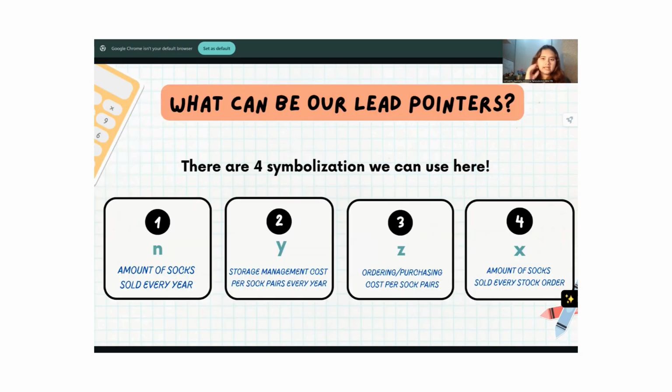There are some symbols that we can gather from the case itself. Here are the 4 symbols that we can use. First is N, which means the amount of socks that would be sold every year. Second is Y, which means the storage management cost per pair of socks every year. Third is Z, which is the ordering or purchasing cost per order. And last is X, which is the amount of socks per stock order.